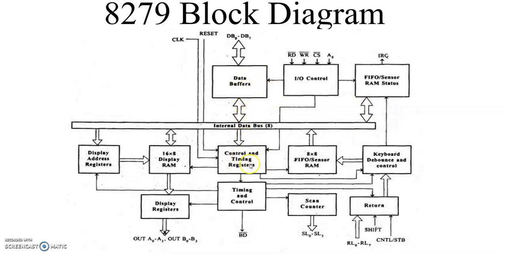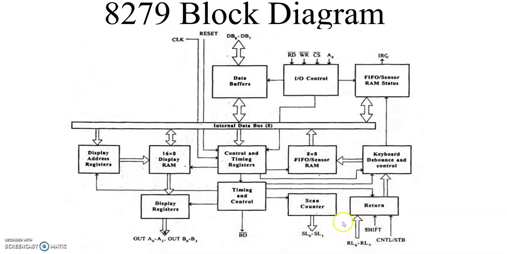Next one is the control and timing register and timing control. These registers store the keyboard and display modes and other operating conditions programmed by the CPU. The registers are written with A0 equal to 1 and WR equal to 0. The timing and control unit controls the basic timing for the operation of the circuit. The scan counter divides down the operating frequency of the 8279 to drive the scan keyboard and scan display frequencies. Next one is the scan counter.